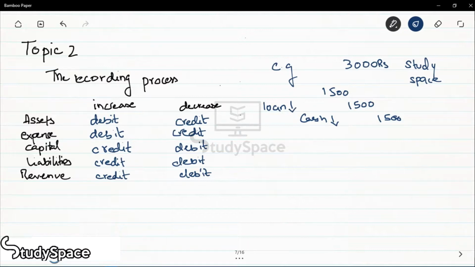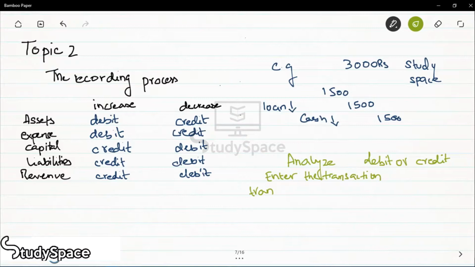So now moving forward, we will look at the steps in the recording process. The first step in the recording process is to analyze, as we studied in the first chapter, whether a transaction is going to be debit or credit. The second step is going to be entering the transaction into the books of accounting. Third step is going to be transferring it from the journal to the ledger.